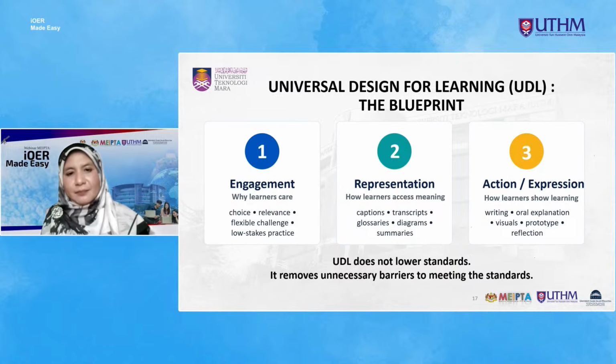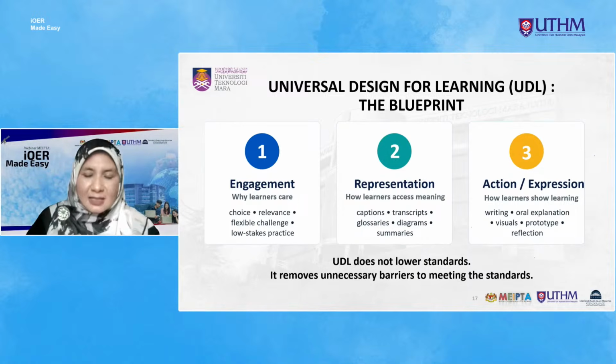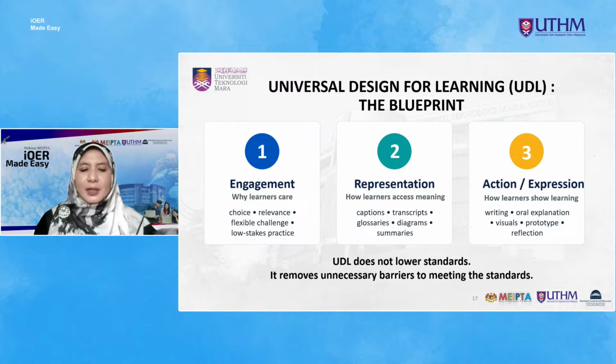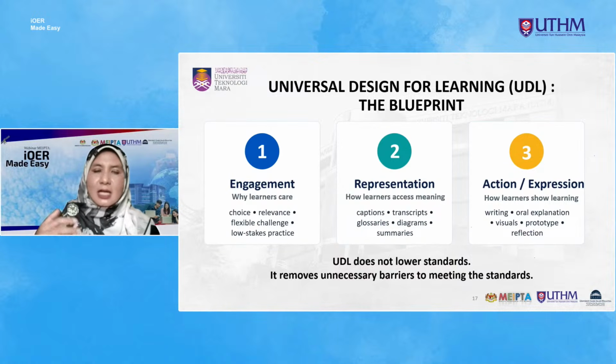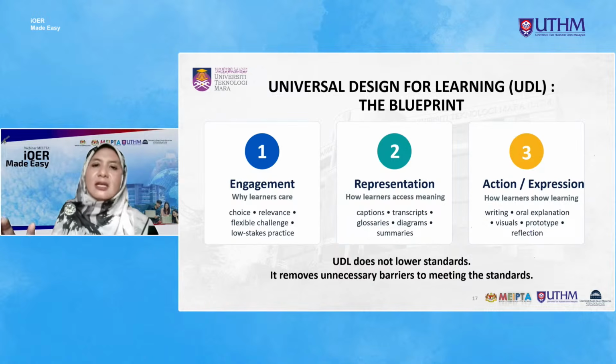Second, representation. It will answer how learners access meaning. The second element here, representation, is how to make them understand the materials, how learners will access the meaning of the materials. So here we can provide captions, transcripts, glossaries, diagrams, because different types of students, different types of learning style, will learn in different ways. So we need to consider that.